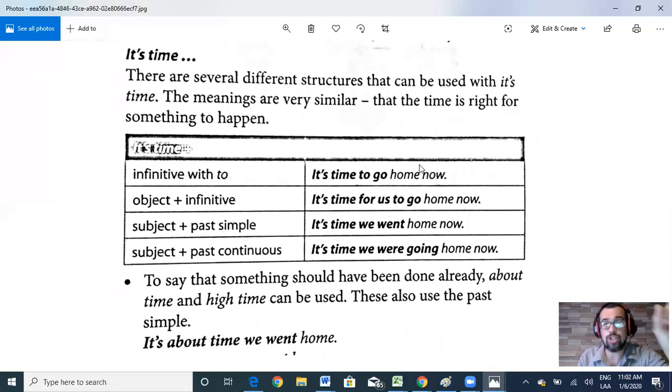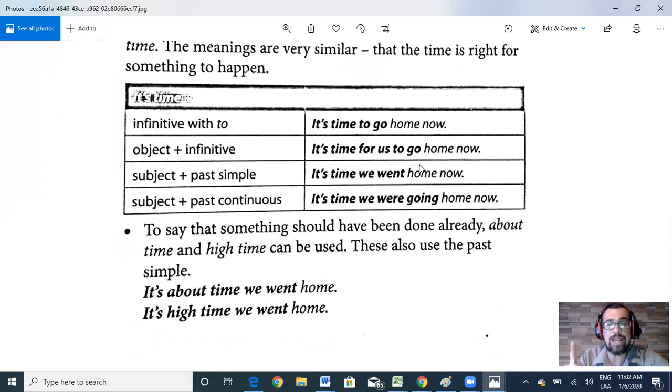Okay, again, there are several different structures that can be used with it's time. The meanings are very similar, that the time is right for something to happen. So don't get confused. The meaning is always going to be the same. But it says here, to say that something should have been done already, about time and high time can be used. This also uses the past simple. So you can say also it's about time we went home or it's high time we went home. So instead of saying about time, we can say it's high time.